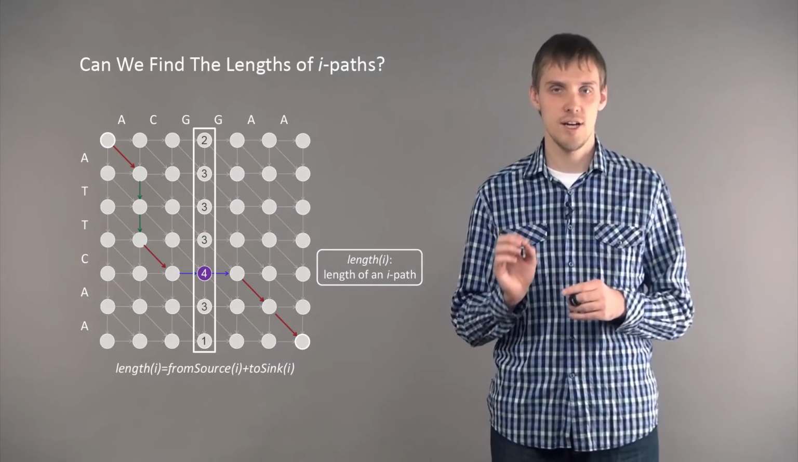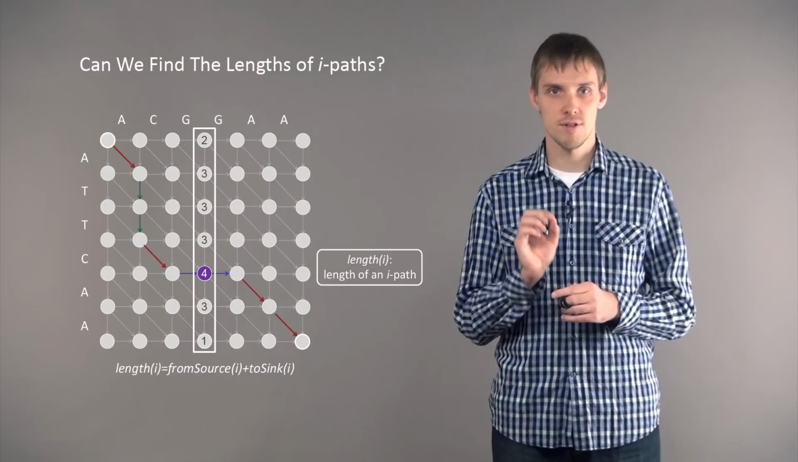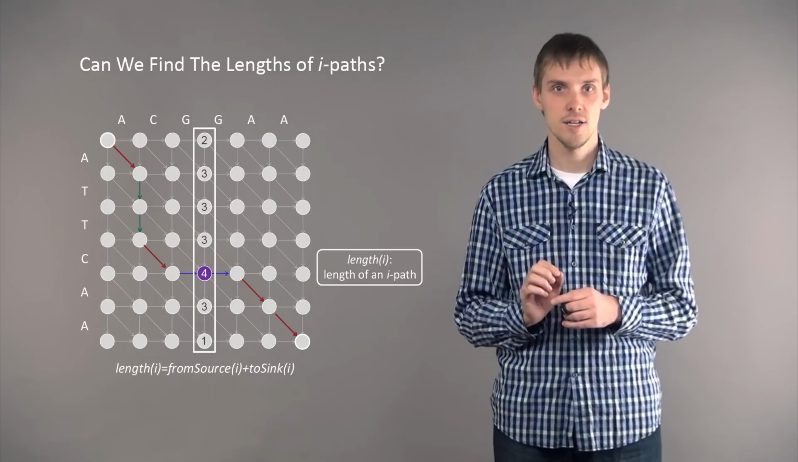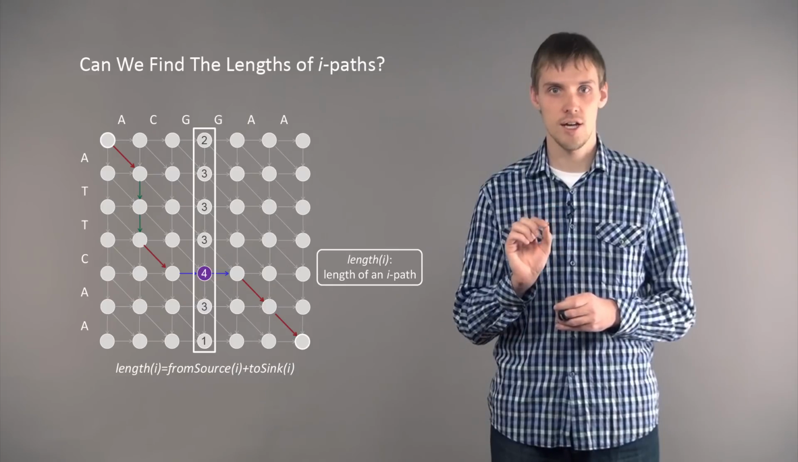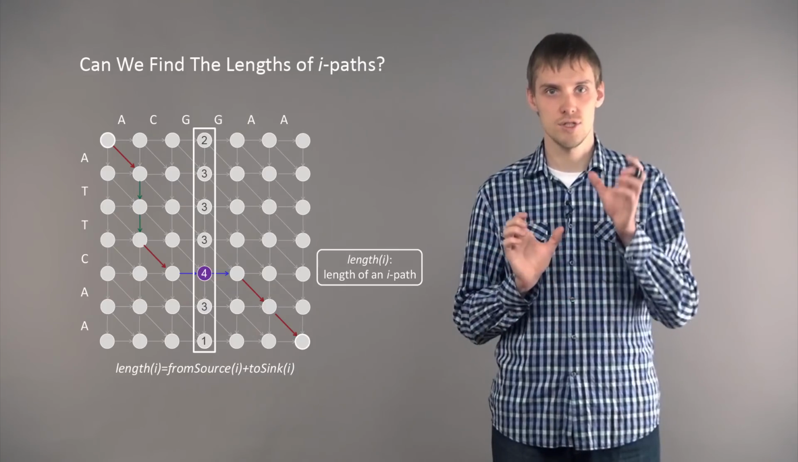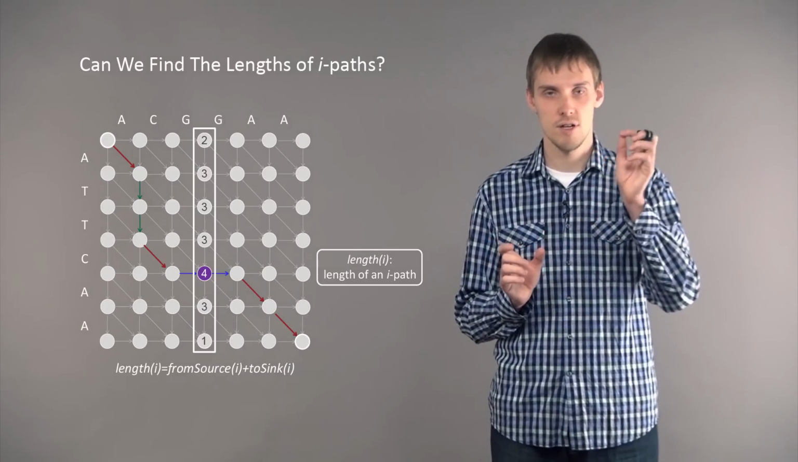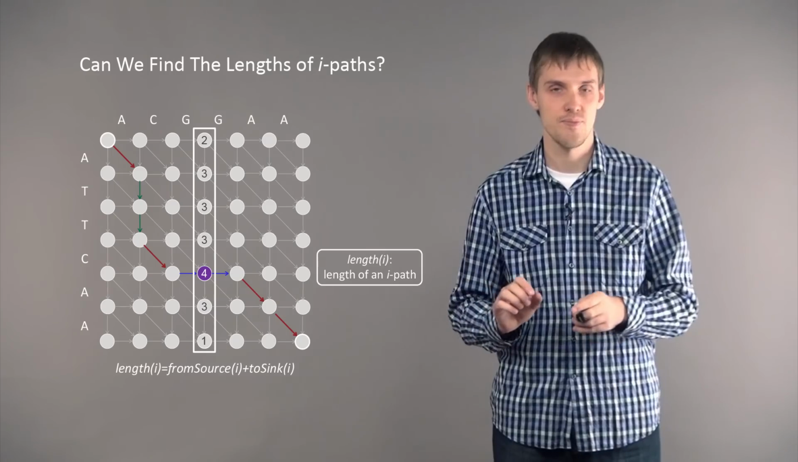So the length of i path, which we will write down as length of i, consists of length from source to i and from i to sink, which are two parts of our path, from source to this node and from this node to the sink.